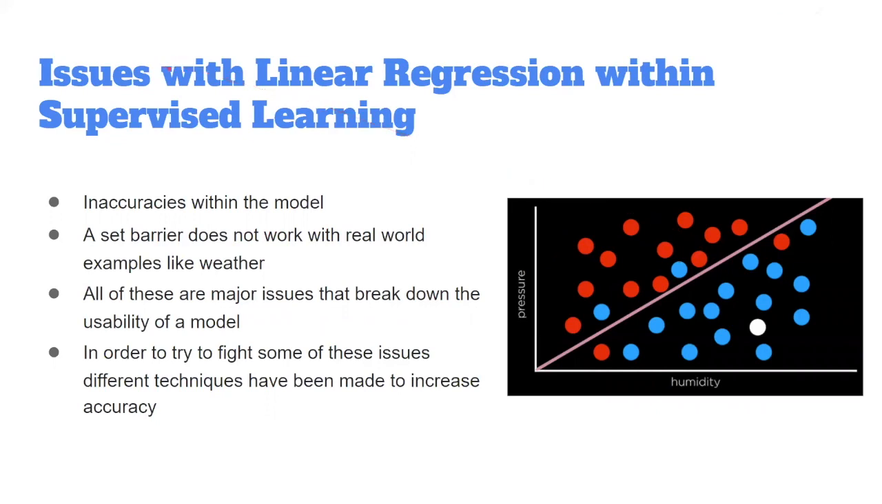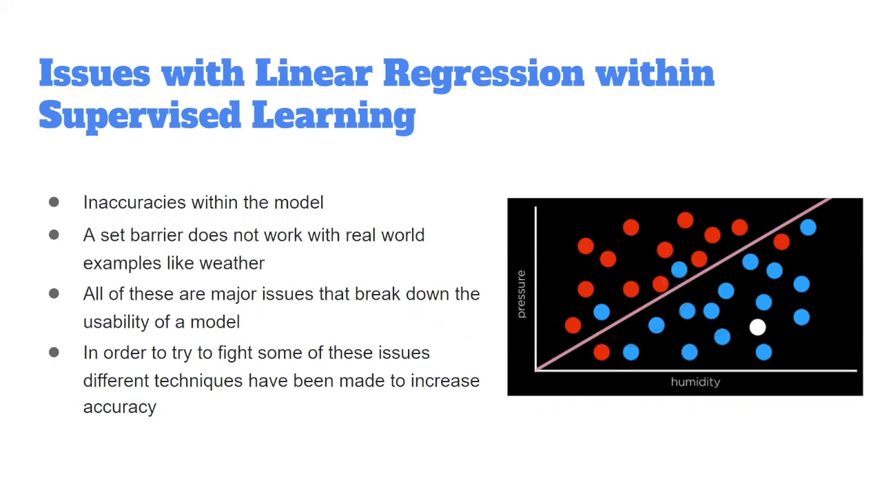So, issues with linear regression within supervised learning. Obviously, as we can see with this image, not all the data points are in the right class. This is because a set barrier does not work well with real life examples, especially rain. As you know, some days it looks like it's going to rain and it does not, and other days it's clear skies and suddenly it starts raining. So all of these are major issues that break down the usability of this model.